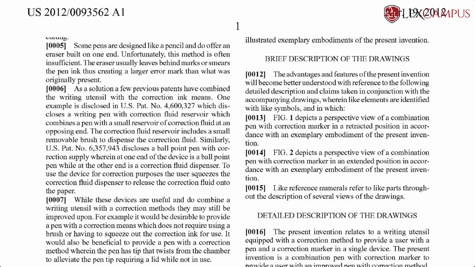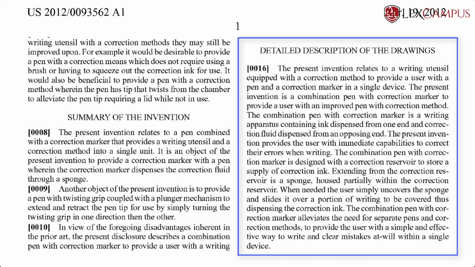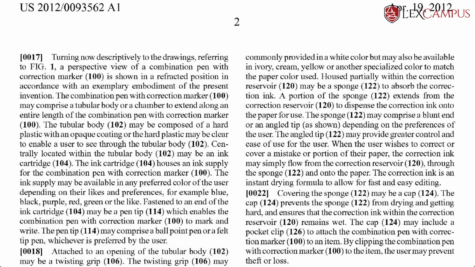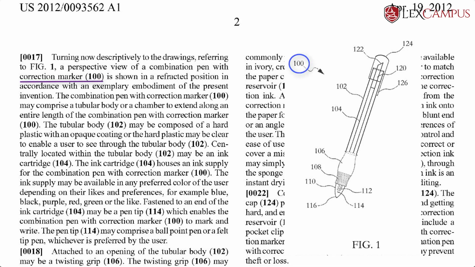Now, following the description of drawings, the next heading will be the detailed description. In the detailed description, you will actually tell how the device is constructed, what the parts are, and how the parts work with each other. This is the detailed description. Now, in the detailed description, you are going to find these numbers: correction marker in bracket 100, correction marker 100, tubular body 102. In the drawing, they are not described. I mean, they are not explained in the drawing.